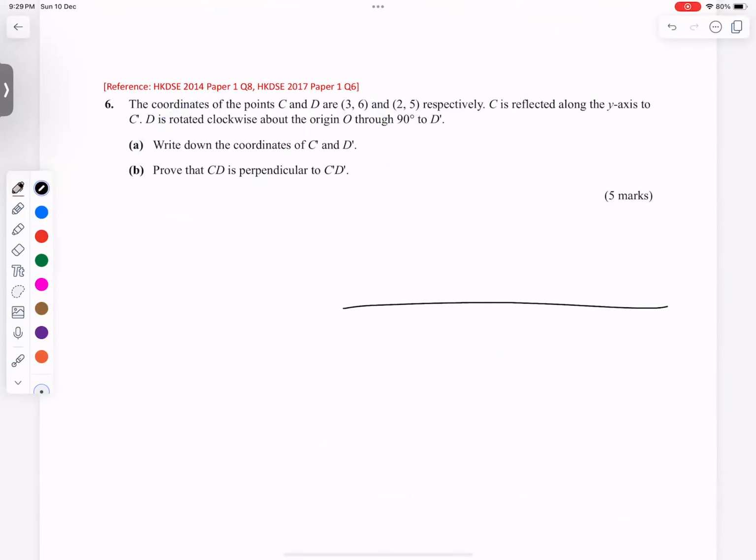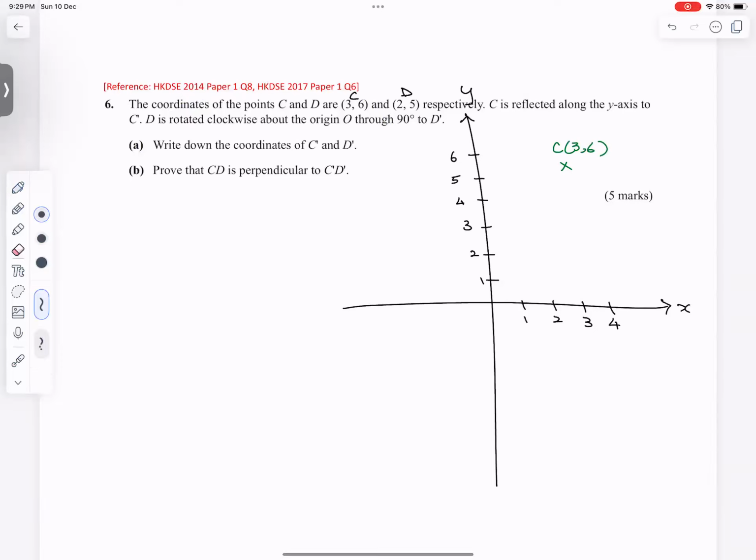Quickly draw. You don't have to be very pretty. This is C, this is D. Oh, both are on the same side. That means you need to decide whether, no, you don't have to follow the exact same thing because it doesn't usually matter. Just if you want a very pretty one. C is 3 and 6. How about D? 2 and 5.